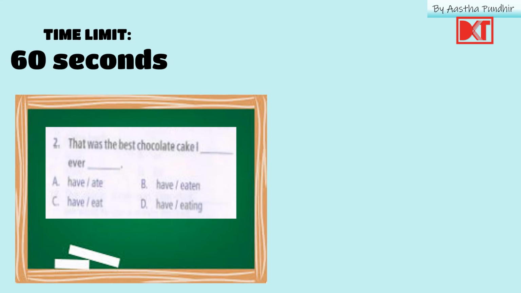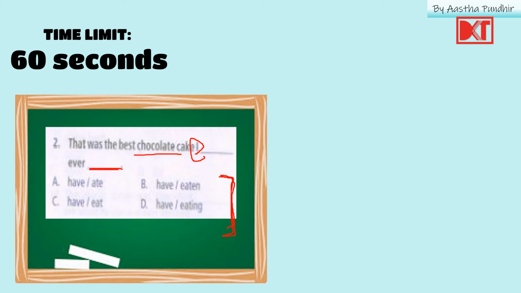Here, this was the best chocolate cake I dash ever dash. Now here again we have to form the present perfect. Let's form this. This was the best chocolate cake. So I. Now here the focus is on the subject I. For I we use have. So I have ever. Now the verb is eat.